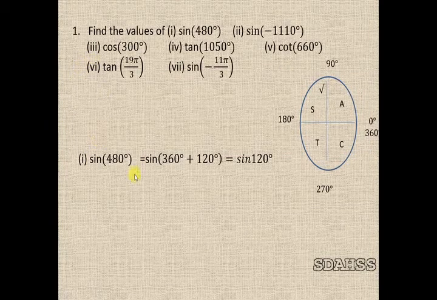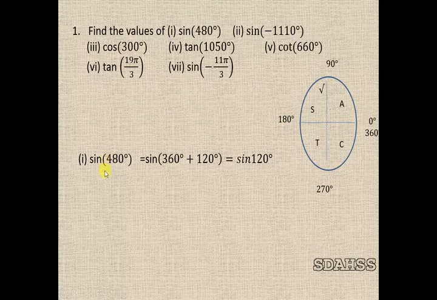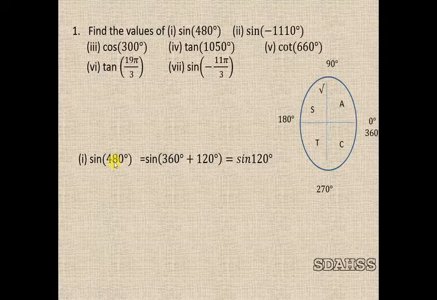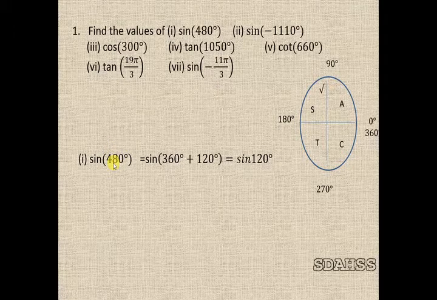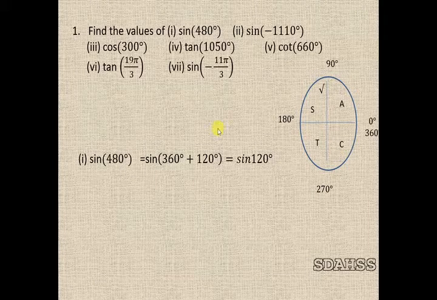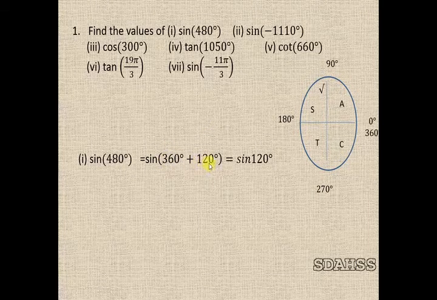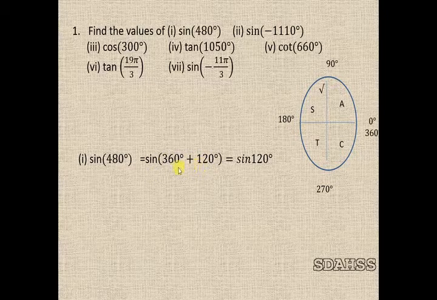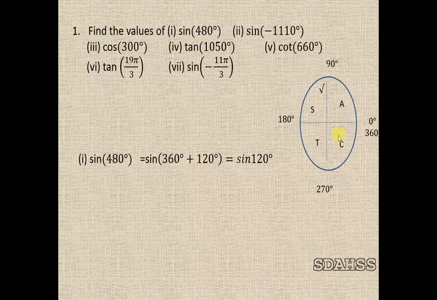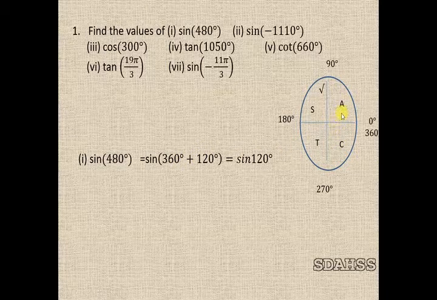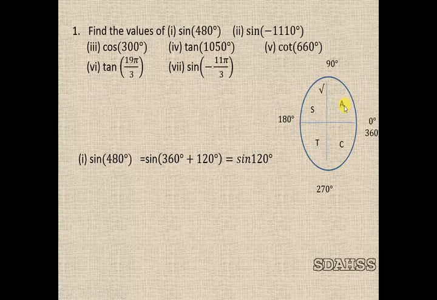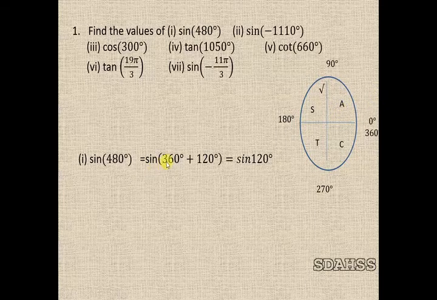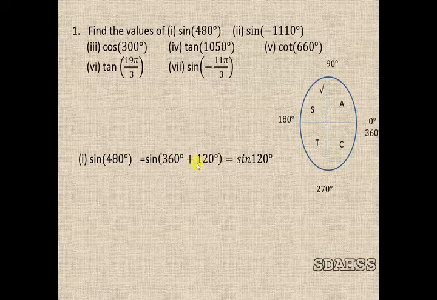Find the values of subdivision 1, sin 480. First of all, you have to find how many 360s are there in 480. In 480, there is only one 360. So 480 can be written as 360 plus 120. It is in the form of 360 plus theta, which lies in the first quadrant. In the first quadrant, all are positive. So sin 360 plus theta means sin theta.